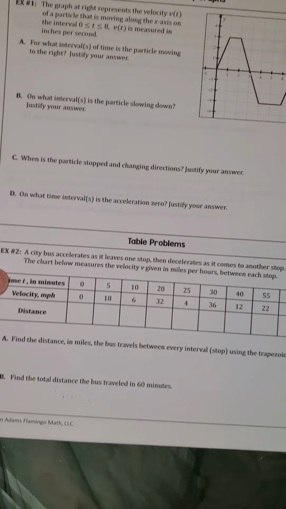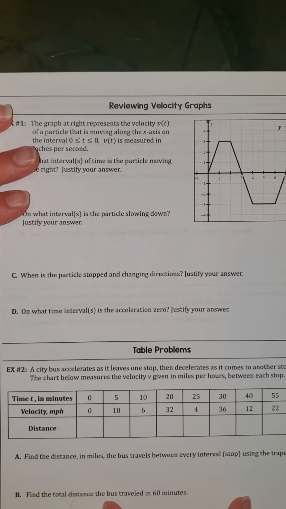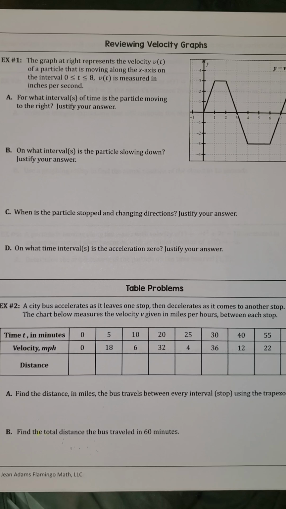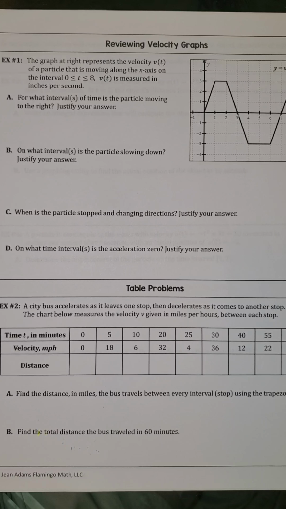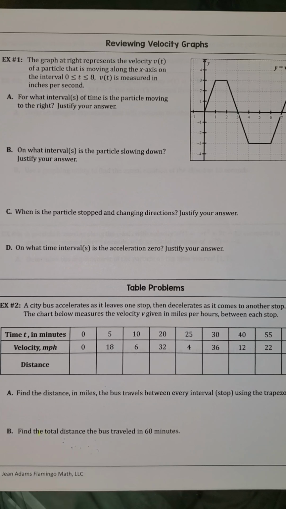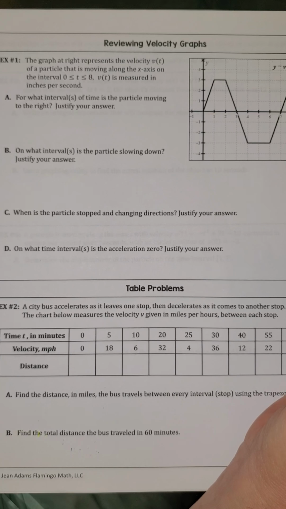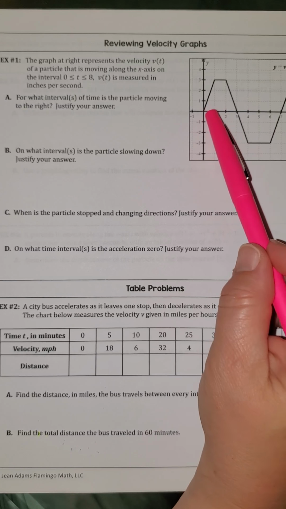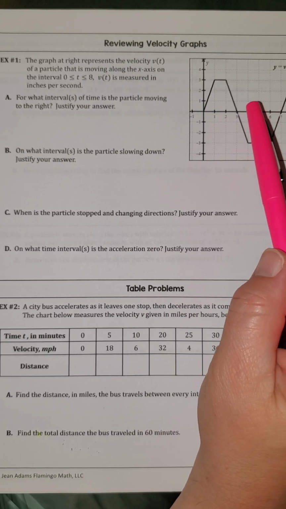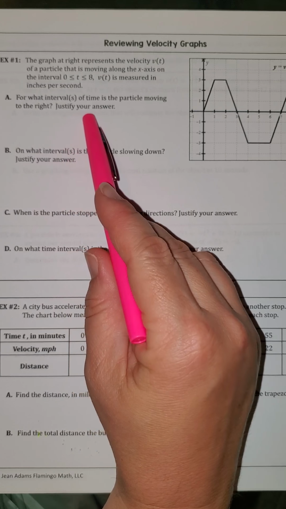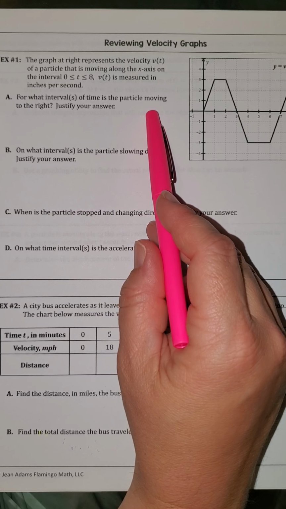All right, example 1, this is a review. All this is from stuff that we've done before. All right, so the graph on the right represents the velocity, which means it is the graph of the derivative of the particle that's moving along the x-axis. So we have a left and right moving. We're going from 0 to 8. And it's measured in inches per second. Okay, for what interval of time is the particle moving to the right?